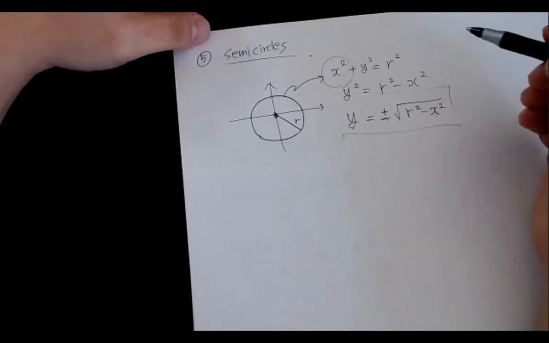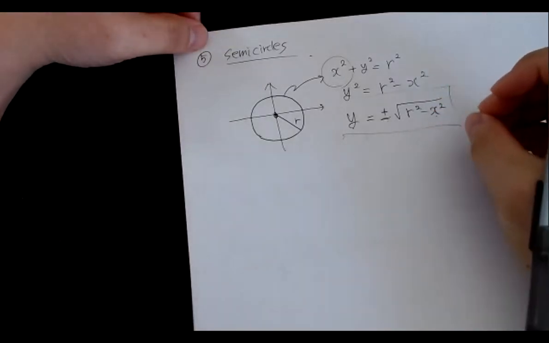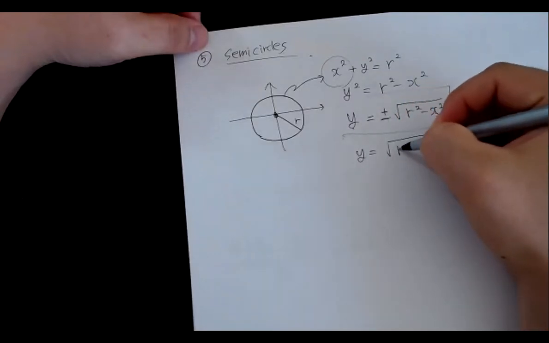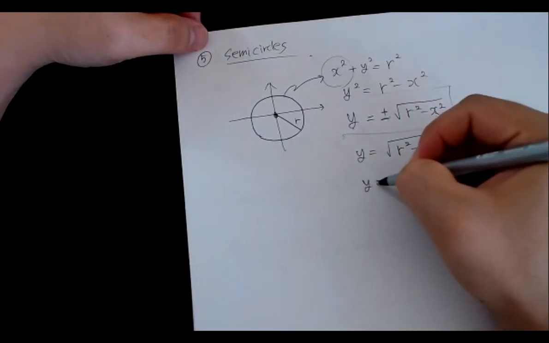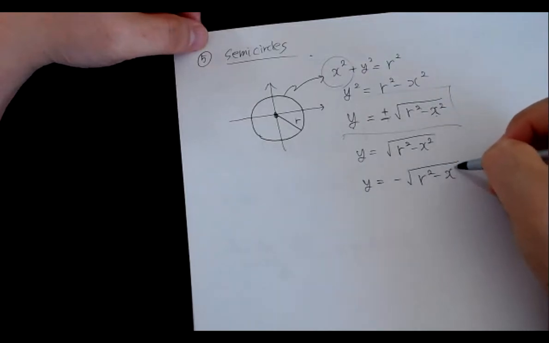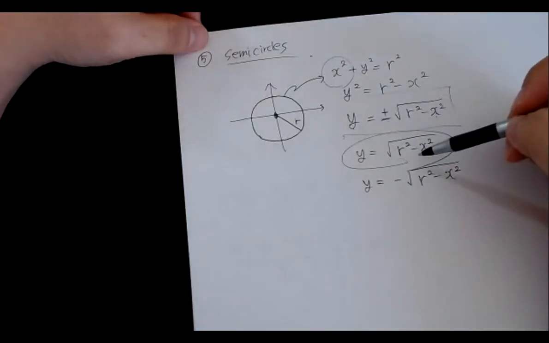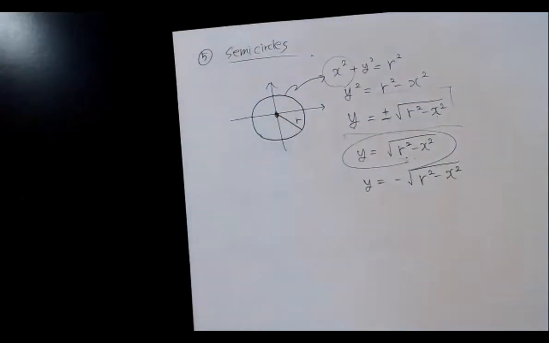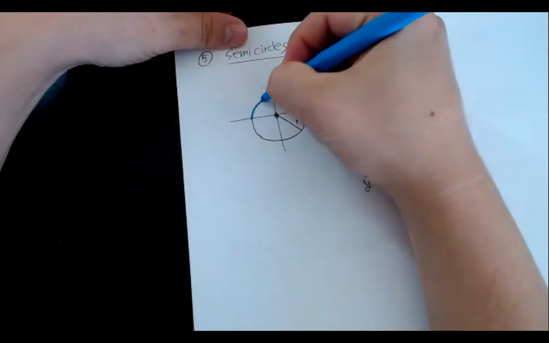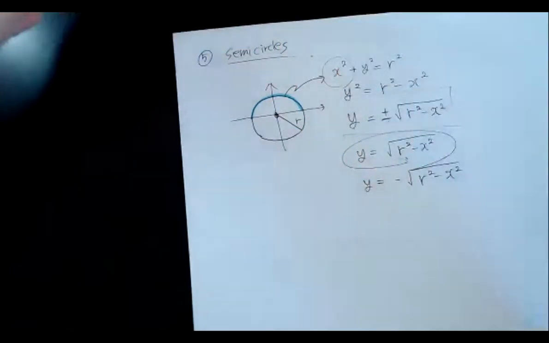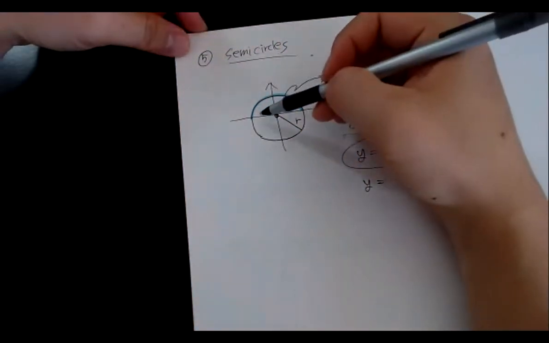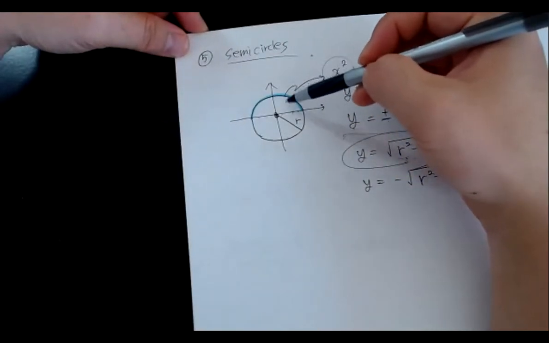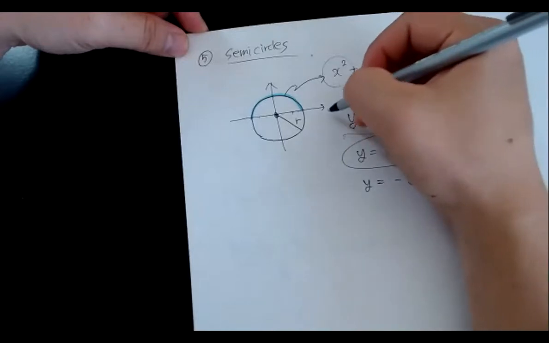So we just separate them. y is equal to the plus square root of r squared minus x squared. Then y is equal to the minus square root of r squared minus x squared. So this one actually represents the function of the upper semicircle, which is this. It makes sense. Why? Because for all of the x values, their corresponding y value must be positive because the graph lies above the x-axis, right?